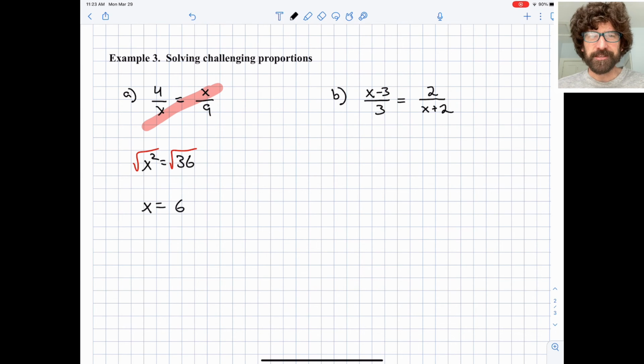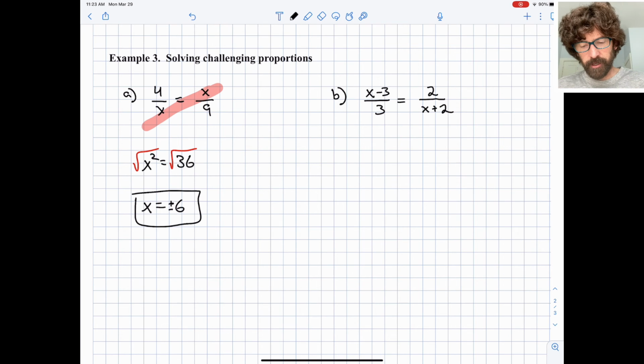And then the common mistake is to forget about another possible number that would square to give you 36, and that would be negative 6. So our total solution there is x is equal to positive or negative 6. So don't forget about those negative numbers as well when we take square roots.